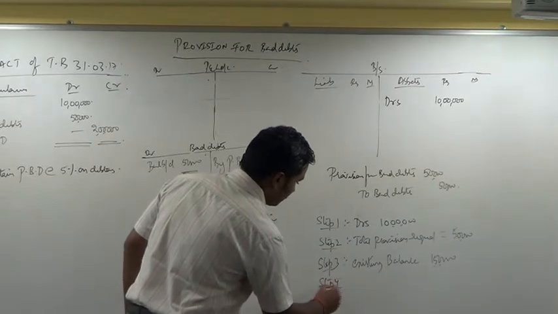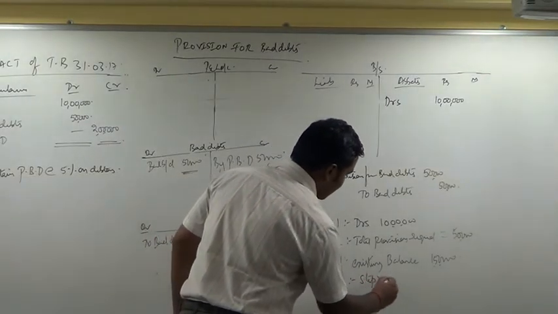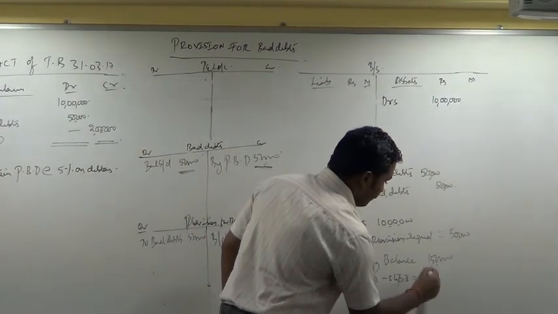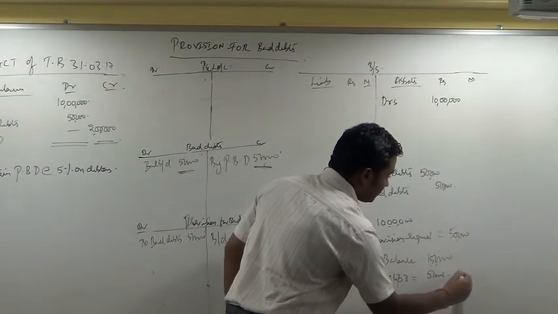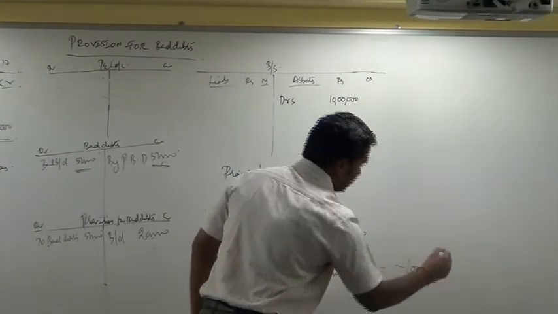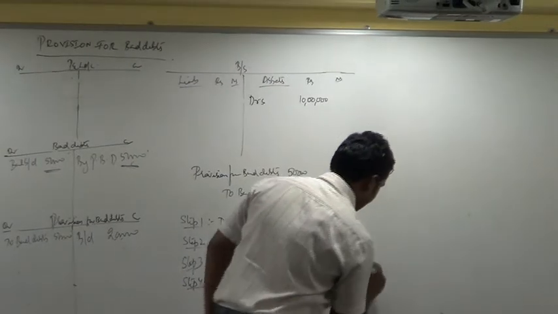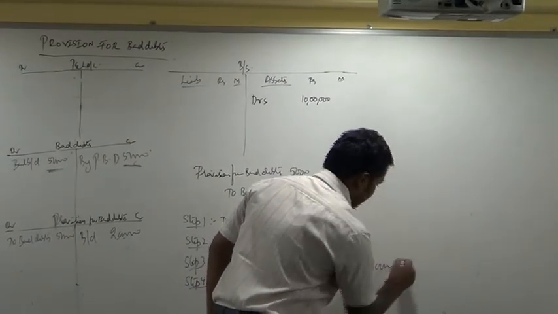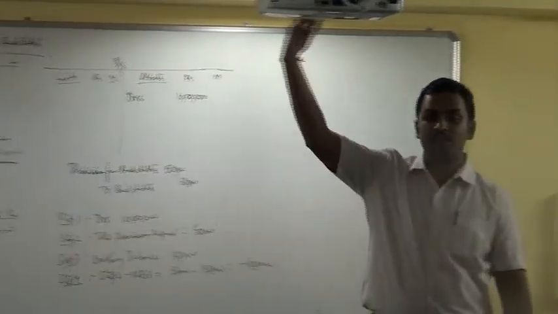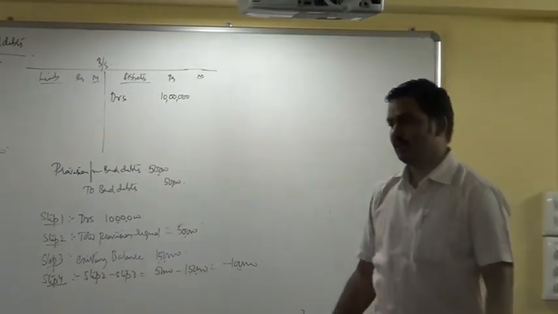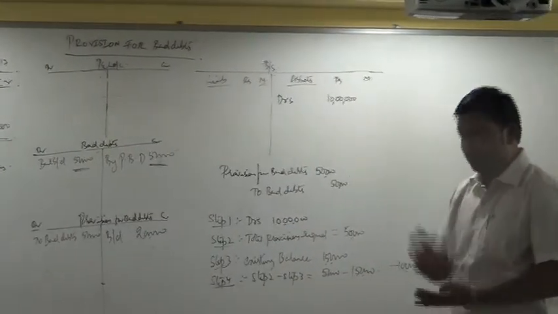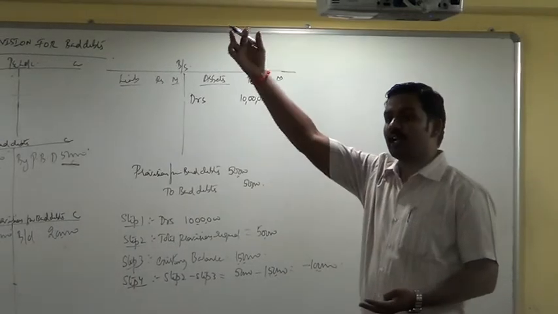Step 4. Step 2 minus step 3. 50,000 minus 1 lakh 50,000. Negative 1 lakh. Negative 1 lakh means what? Excess. We have an excess of provision for bad debts, which has to be now returned to the profit and loss account. So minus means minus from provision and plus to P&L account.